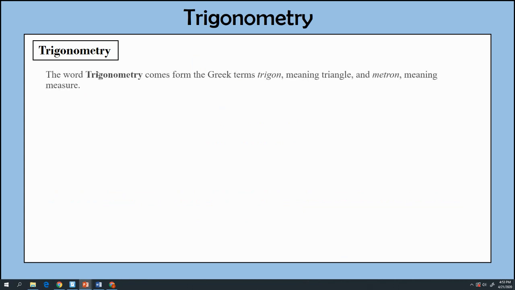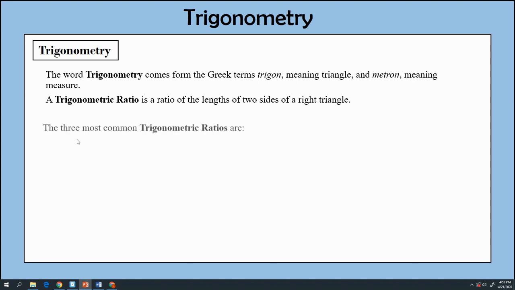All right, so trigonometry, if you look at the definition, it comes from the Greek word trigon, which means triangles, and metron, which means measure. So trigonometry is the word that's made up to find angle measures in triangles. A trigonometric ratio is a ratio of two lengths of the sides of a right triangle. So when we use our trig ratios, the numbers used in those ratios come from the side lengths of triangles.